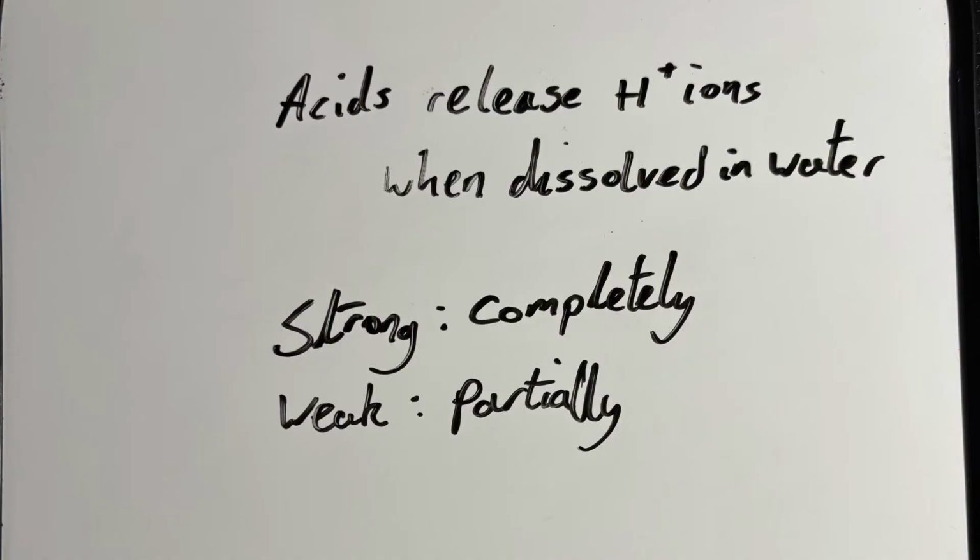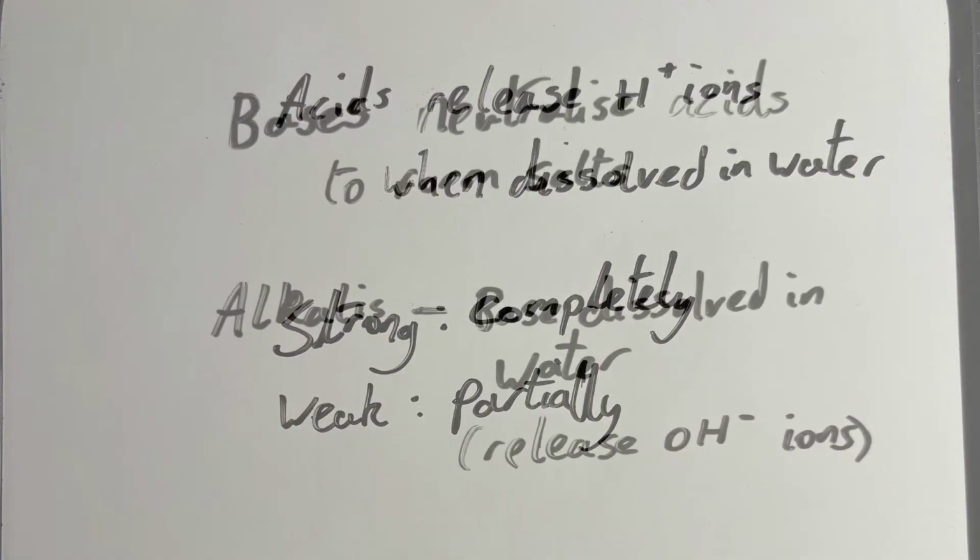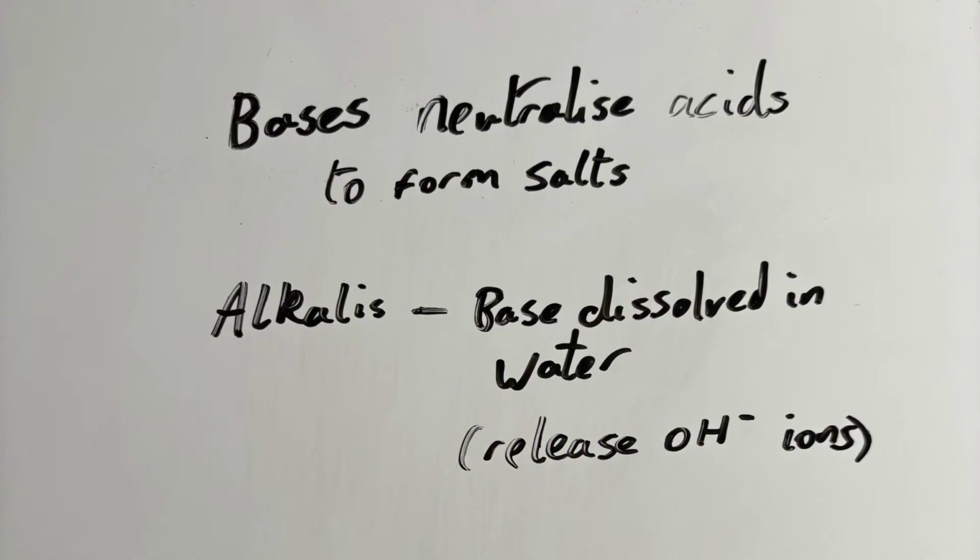Now, acids are solutions that release H+ ions when dissolved in water. Strong acids do so completely, whereas weak acids only do so partially. And the opposite of an acid is a base, and bases neutralize acids to form salts. And when you dissolve a base in water, you end up with something called an alkali, which releases OH- ions.